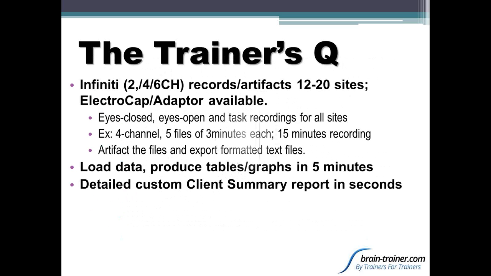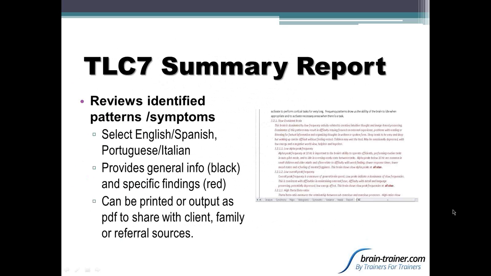Here's a simple example of, I can't see it yet, but you'll see it a little bit later. But the report looks like something like this. There's black text in it. The black text is a summary of what a person needs to know about, for example, frequency speeds. And then the red text specifically talks about this particular client and a variety of different measures.